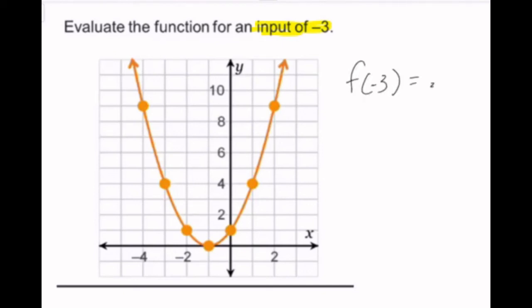Now let's evaluate this function for an input of negative 3. Remember, input is my x. So f of negative 3 equals what? Starting at the origin, 0, 0, for negative 3 x, I go to the left. Go to the left 3 spaces, and then I go up how many until I hit my point? Positive 4. So the evaluation of the function for the input of negative 3 would be the output positive 4.